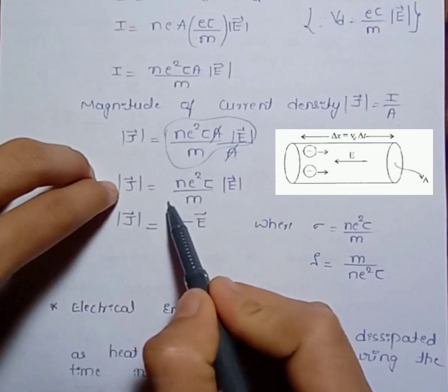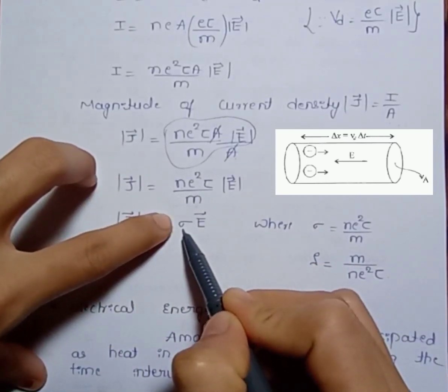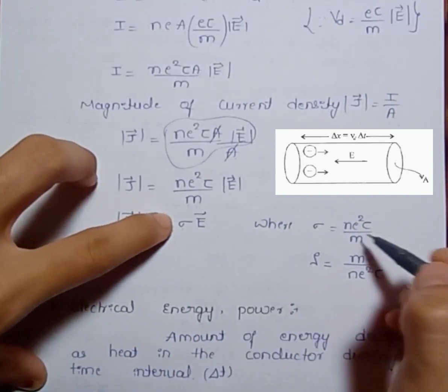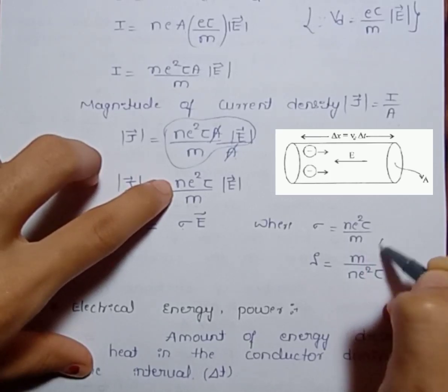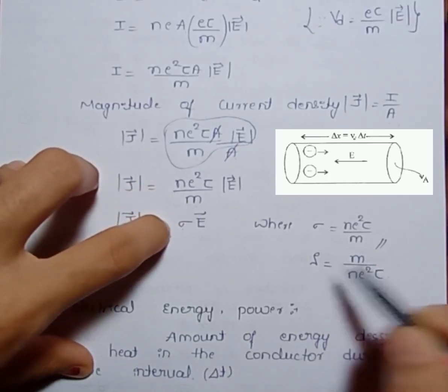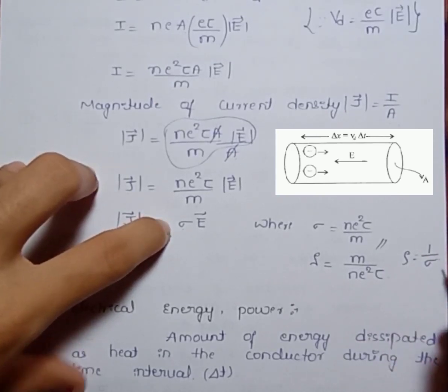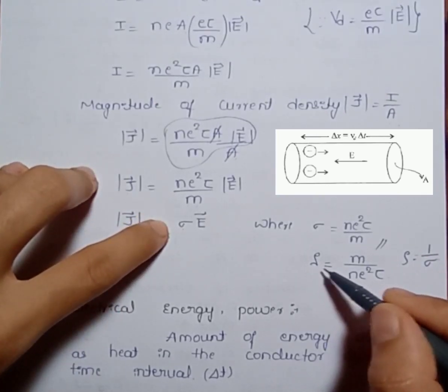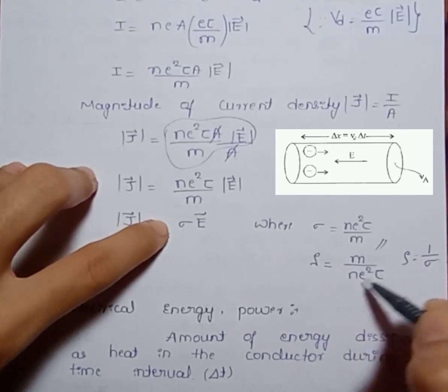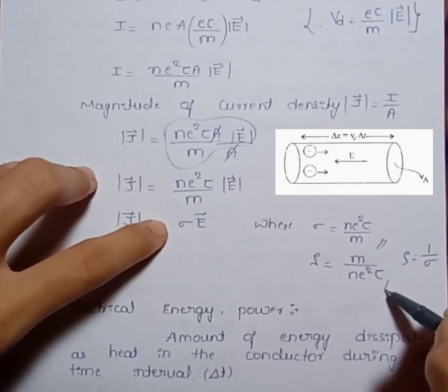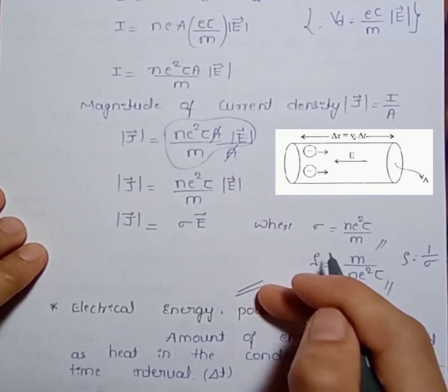So J is equal to sigma into E. Here the conductivity sigma is equal to n e square tau divided by m, and rho is the reciprocal of conductivity sigma. Then resistivity is equal to 1 divided by conductivity. It becomes m divided by n e square tau. Up to here, this is for the 5 marks derivation.